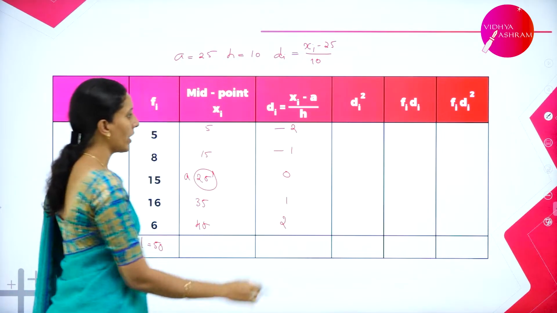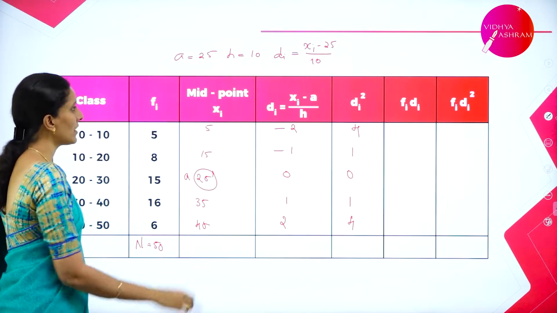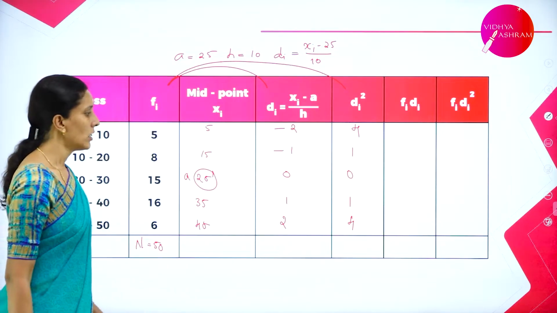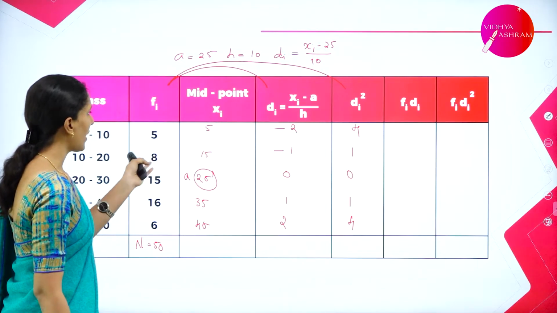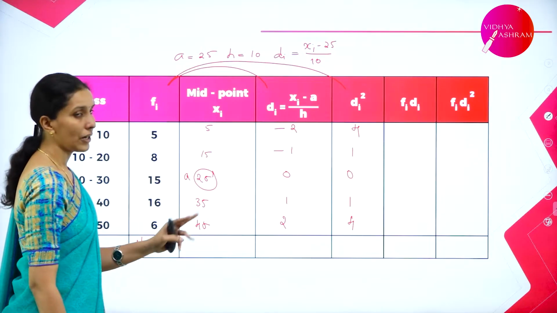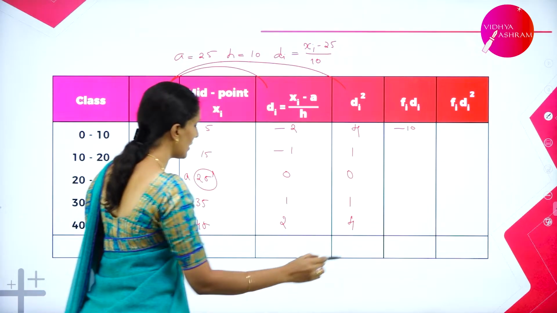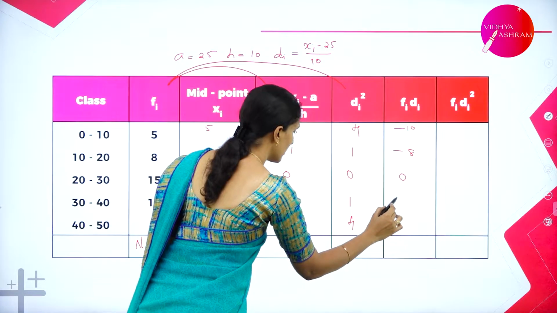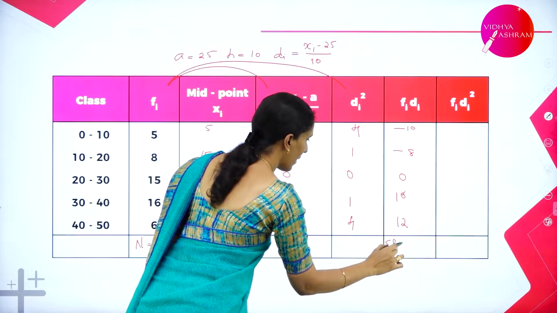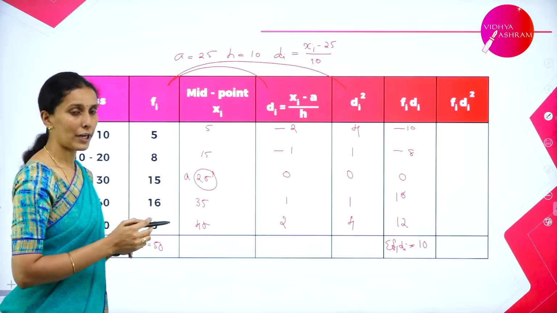Now let us take the squaring of this: 4, 1, 0, 1, 4. Now first let us multiply Fi into Di. Next we will multiply Fi into Di square. When you multiply Fi into Di, 5 into minus 2 is minus 10, 8 into minus 1 is minus 8, 0, 16 and 12. So let us write minus 10, minus 8, 0, 16 and 12. When you add it, summation FiDi, the value you will get is 10, because you have both negative and positive.